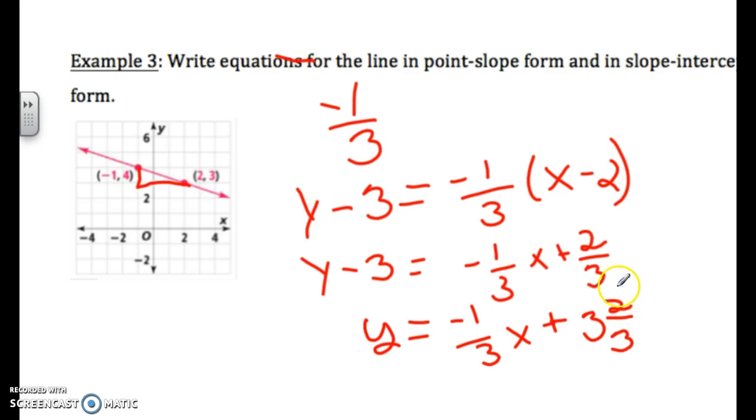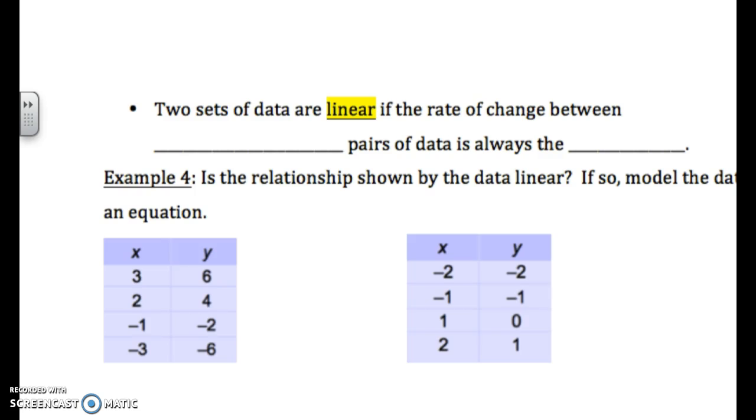I don't have time to do this, but why don't you prove to yourself that if you had picked this other point, negative 1, 4, and written it in point slope and then slope intercept, you would get the exact same equation. So pause your tape and go back and do that and compare, make sure they're the same.